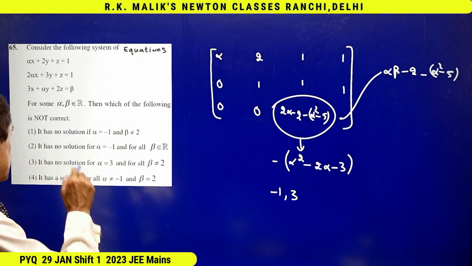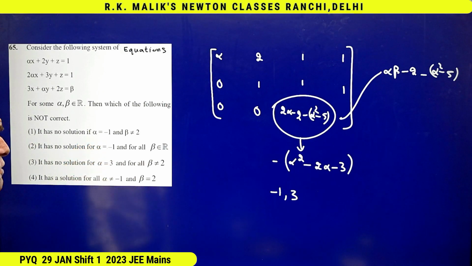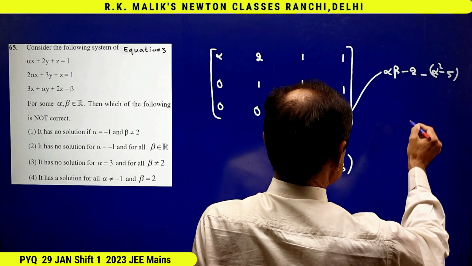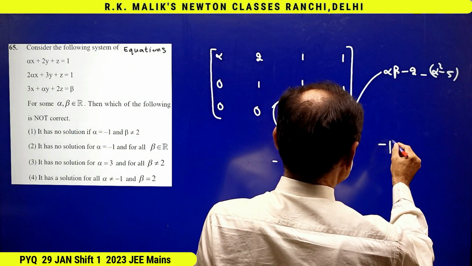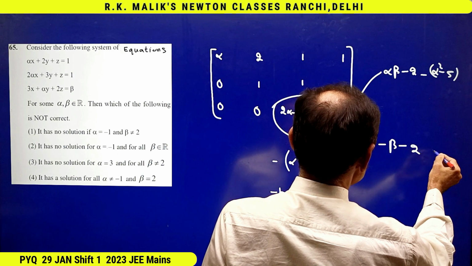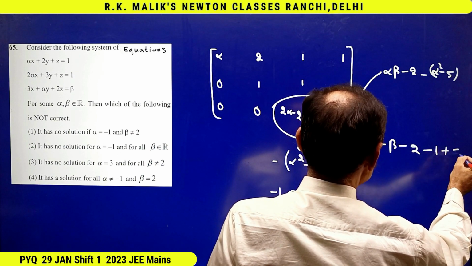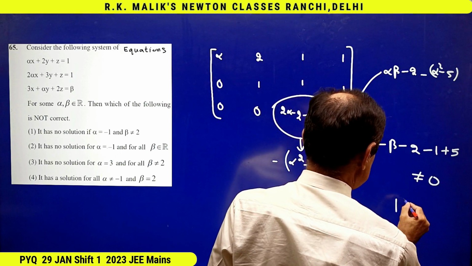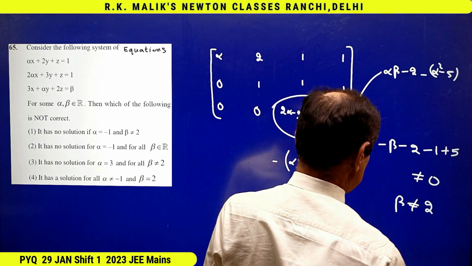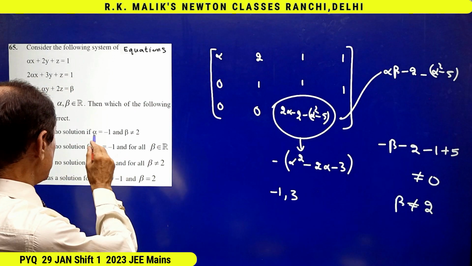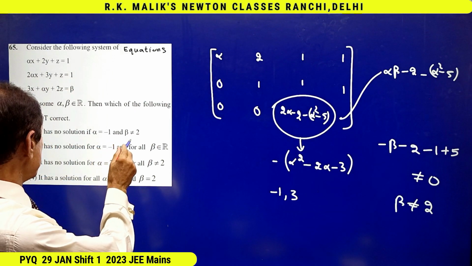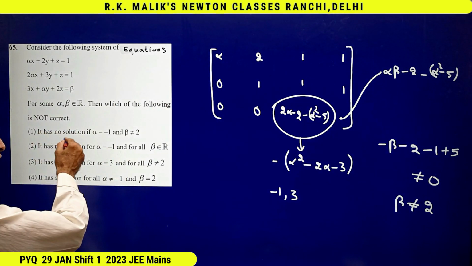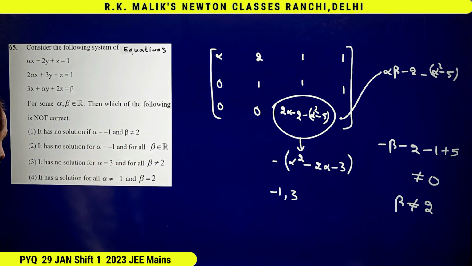Now, first case, if alpha is minus 1. If alpha is minus 1, this becomes minus beta minus 2 minus 1 plus 5. This is non-zero, and this means beta is not equal to 2. Hence, if alpha is minus 1 and beta is not equal to 2, it has no solution. Hence, information of first choice is correct.